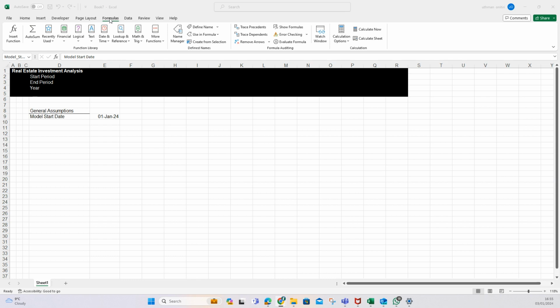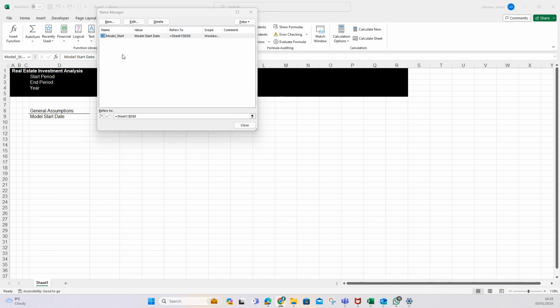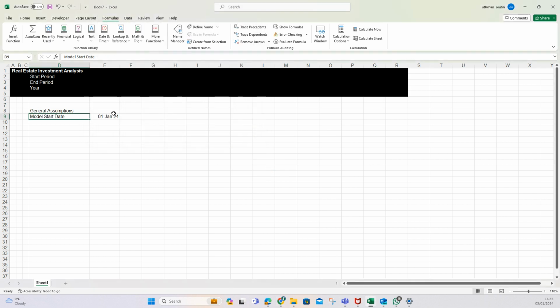So what I need to do is just come to formulas. Then I go to my name manager. Then in my name manager, I need to just delete the name. Then I click on close. Then come back to name the right cell as model start. Okay, good. Equals model start. Perfect.